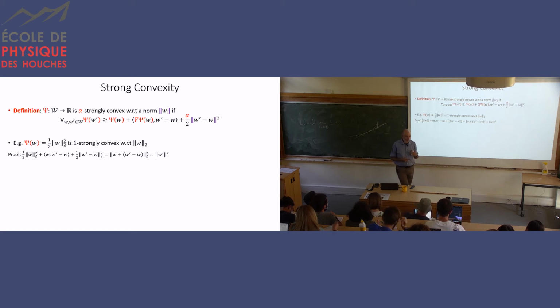Because when I say the function is strongly convex, I want to say that as w prime gets further away from w, I'm going to be larger and larger than this linear approximation. And so I have to measure what it means to get further away. So the choice of norm comes in here.